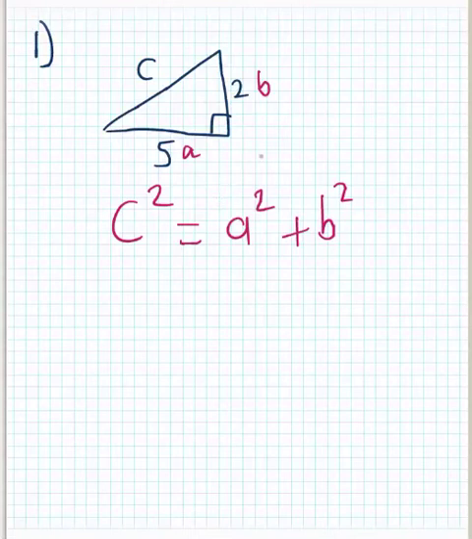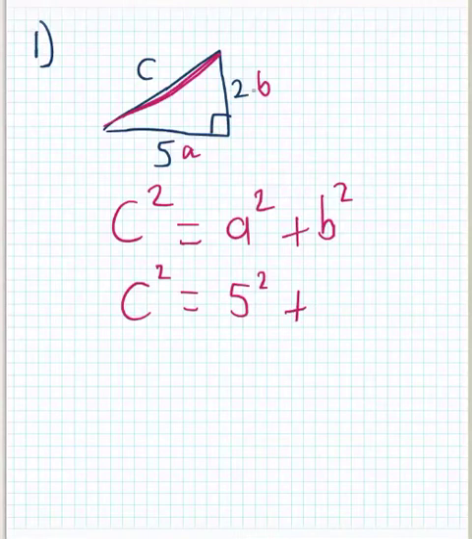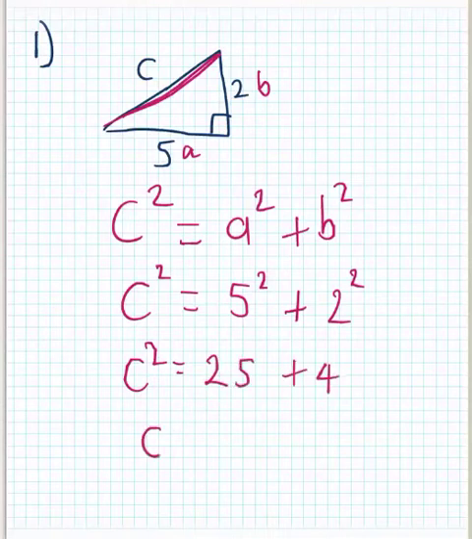So now we just substitute these values into our formula. We don't know what C is. We're trying to find the length of C, the hypotenuse. That's what we're trying to find. So we have C squared equals A is now 5 squared plus B is now 2 squared. So then we have C squared is equal to 25 plus 4. We add those. C squared is equal to 29.